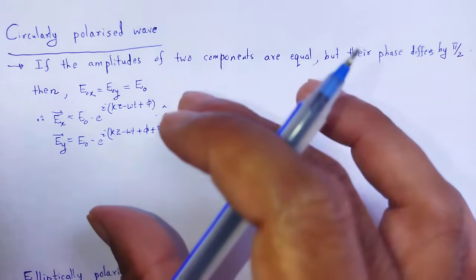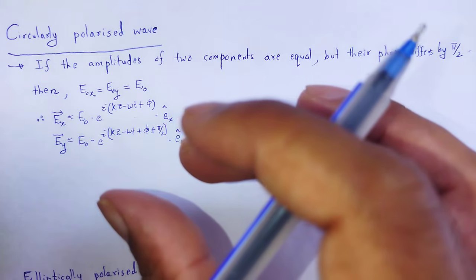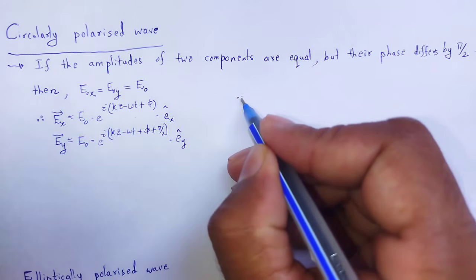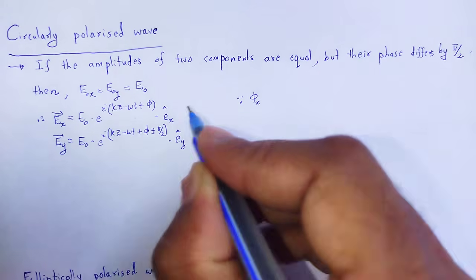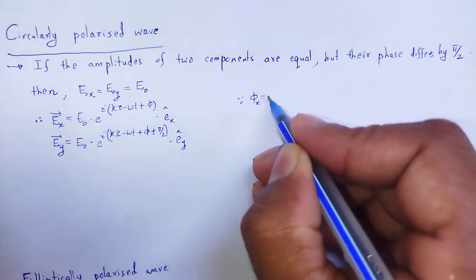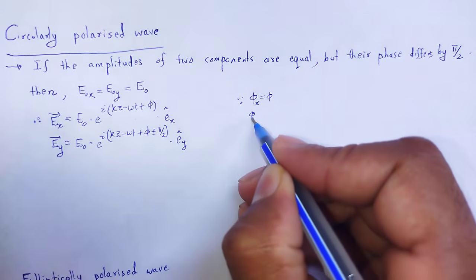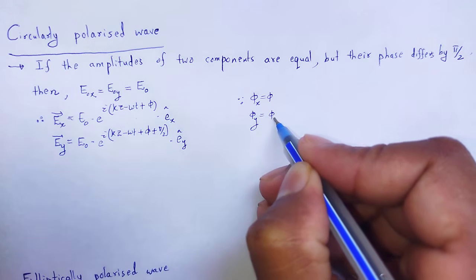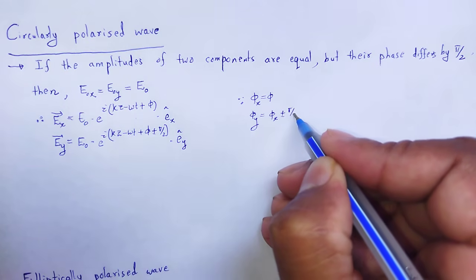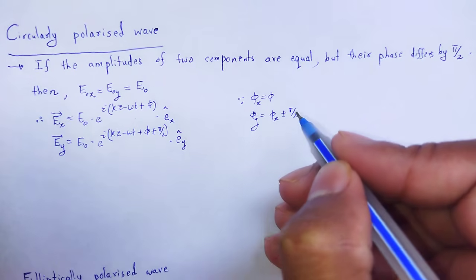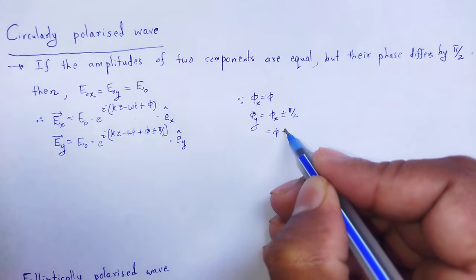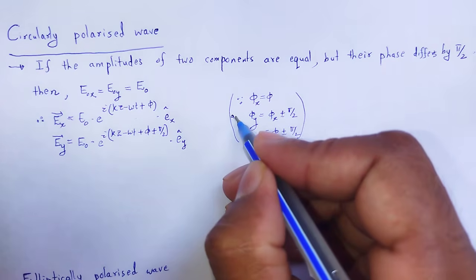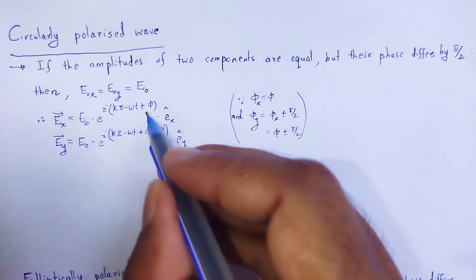Next, here we have taken phi of x as phi and phi of y is equal to phi of x plus minus pi by 2. So, it is phi plus minus pi by 2 that we used here.